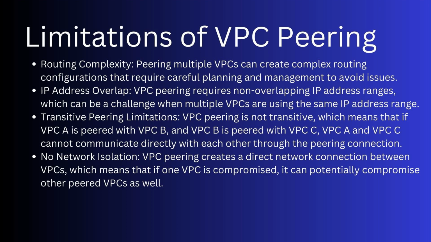Transitive peering limitations: VPC peering is not transitive, which means that if VPC-A is peered with VPC-B, and VPC-B is peered with VPC-C, VPC-A and VPC-C cannot communicate directly with each other through the peering connection. No network isolation: VPC peering creates a direct network connection between VPCs, which means that if one VPC is compromised, it can potentially compromise other peered VPCs as well.